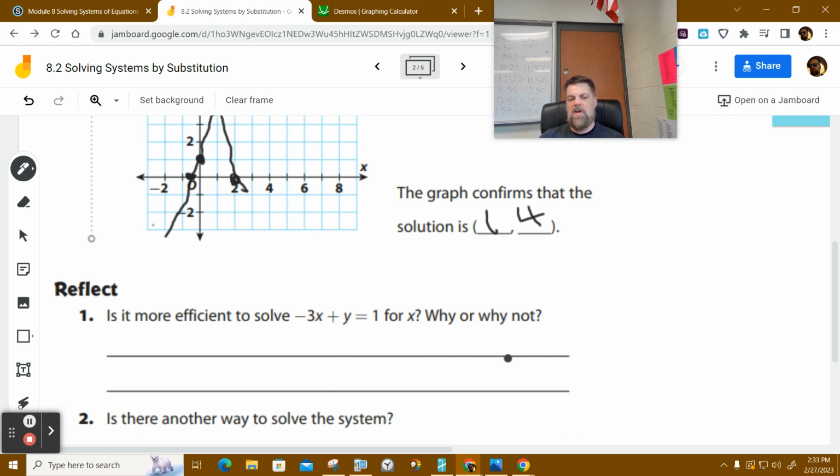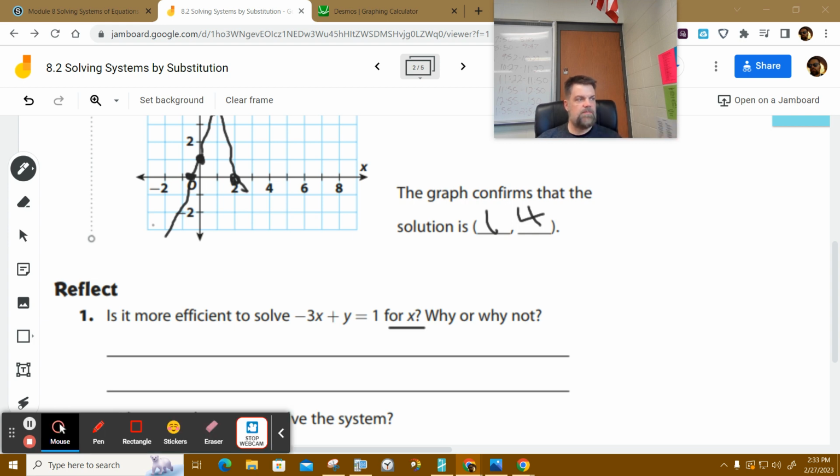Is there a more efficient way to solve for x for the equation negative 3x plus y? What do you guys think? Yeah, what is it? You don't know? Use a calculator? I don't know. Well, just think about it. How would you solve for x? What would you have to do? You'd have to subtract y, right? Move it over to the other side, then divide by negative 3. Is that efficient? Is it more efficient than what we did?